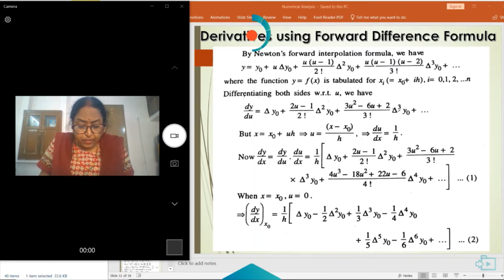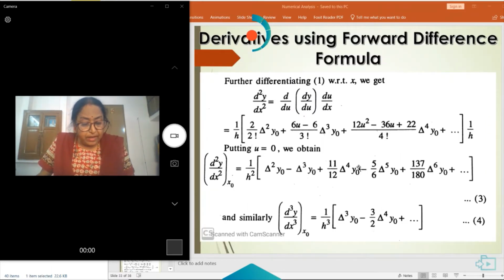Next, when x is equal to x0, u is equal to 0. In that case, in dy by dx, put u is equal to 0, and whatever value comes, that is on your screen.